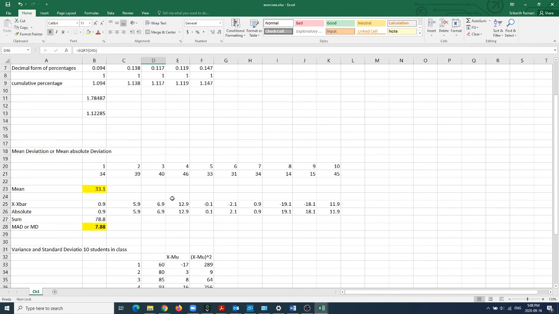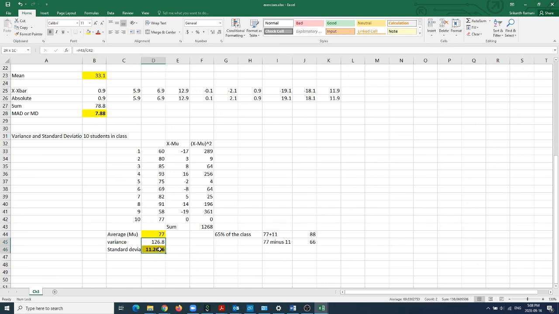But these are the four: range, mean absolute deviation, and variance and standard deviation together are your four major methods of measuring dispersion. I'll see you all in the next video.